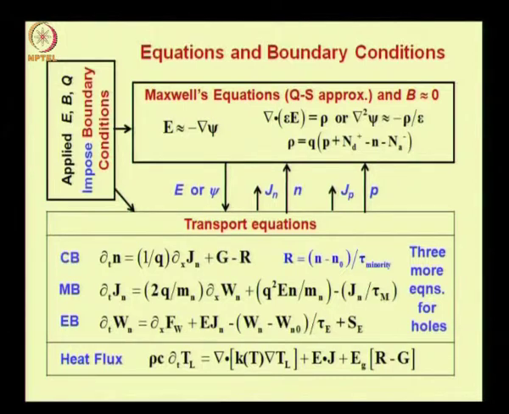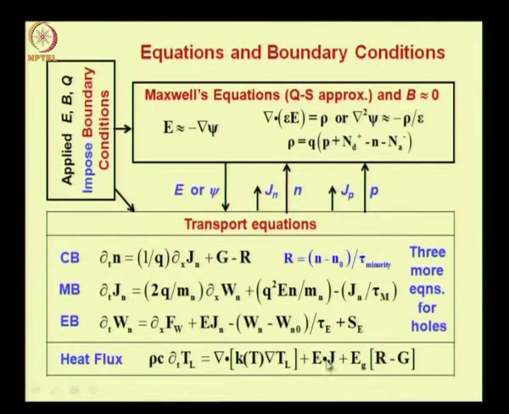Now you have 3 more equations for holes. So we have written down these equations for electrons, you have 3 more equations for holes, so you have 6 equations here, plus one must not forget the equation for heat flux, and that is given by the mass density rho into the heat capacity C multiplied by the time derivative of the lattice temperature equal to the divergence of the thermal conductivity times the gradient of the lattice temperature, plus the electric field into J, the ohmic losses.